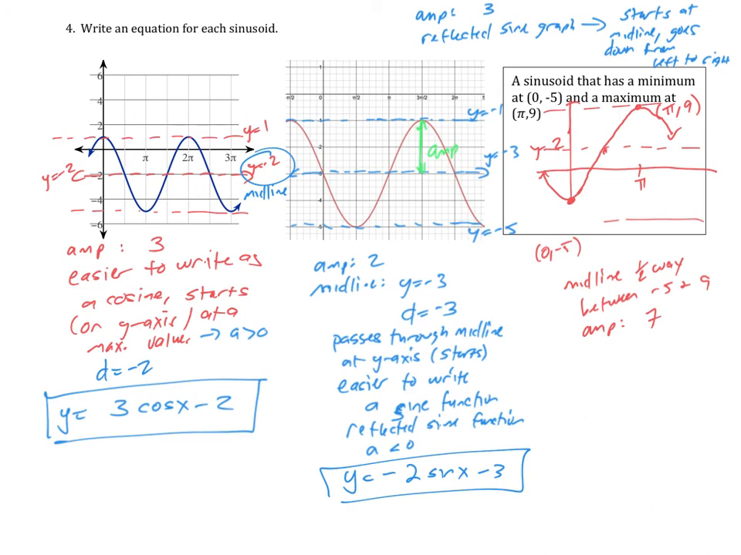And which equation will be better for us to write? Since this starts at a minimum, it's going to be easier to write as a cosine. And it's actually going to be a negative cosine because it starts at a minimum. And what else do we know? We know the amplitude. We know the midline. So the midline is y equals 2. So let's put it together. So y is equal to -7 cosine of x. And then D is +2. Oh, I wrote that wrong. D is +2.